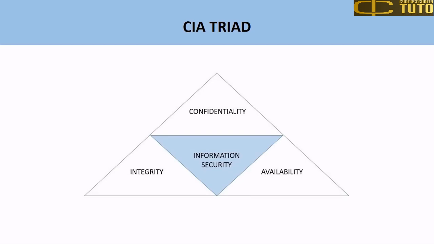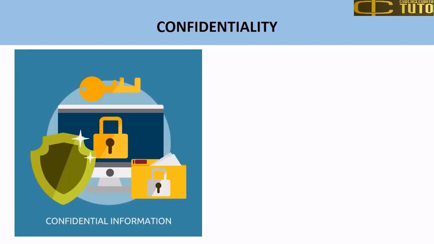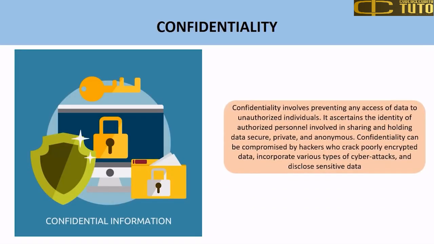We will now discuss these components and some of the information security measures designed to assure each of the components' safety. The first one is confidentiality. Confidentiality involves preventing any access of data to unauthorized individuals. It ascertains the identity of authorized personnel involved in sharing and holding data secure, private, and anonymous. Confidentiality can be compromised by hackers who crack poorly encrypted data, incorporate various types of cyberattacks, and disclose sensitive data. This is very important in the context of information security.